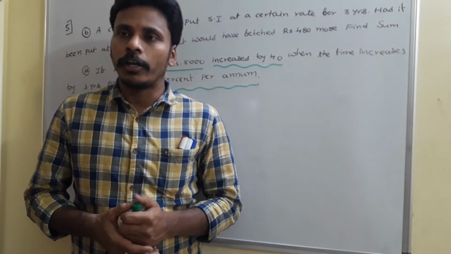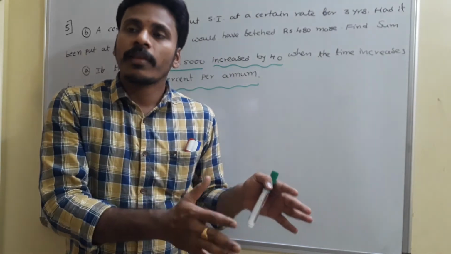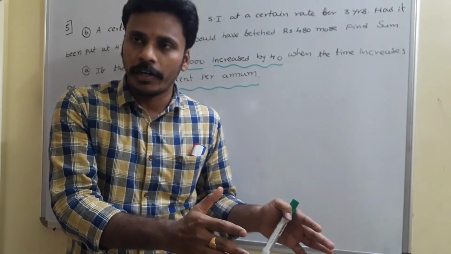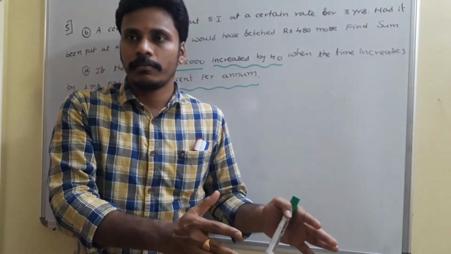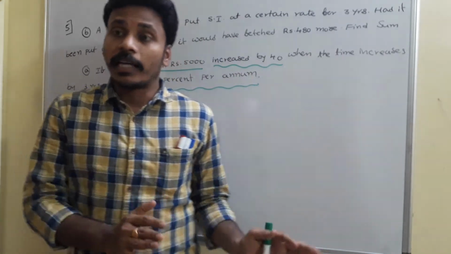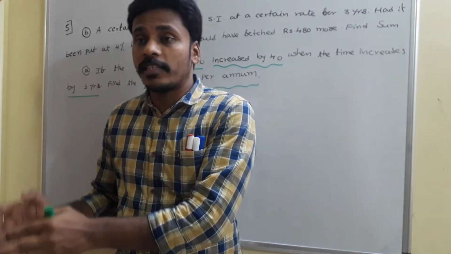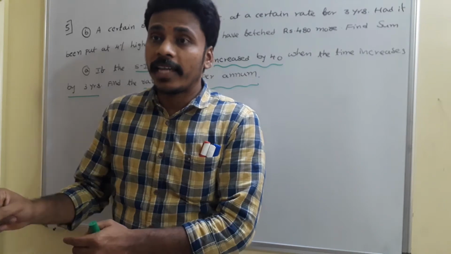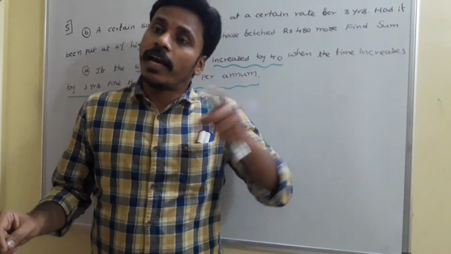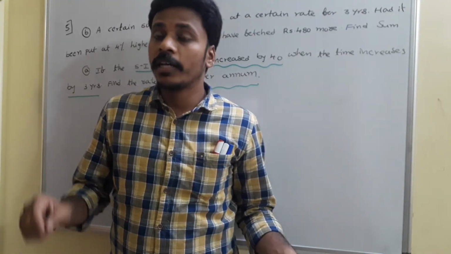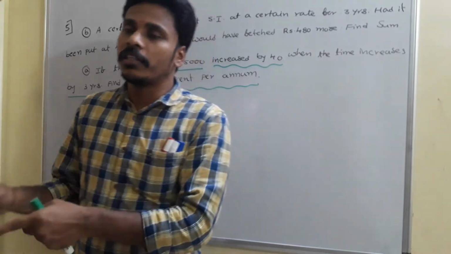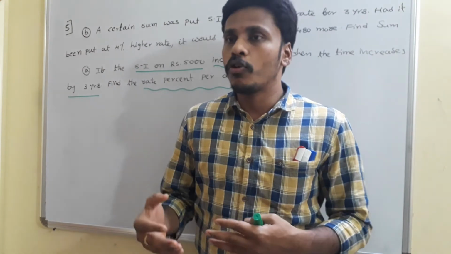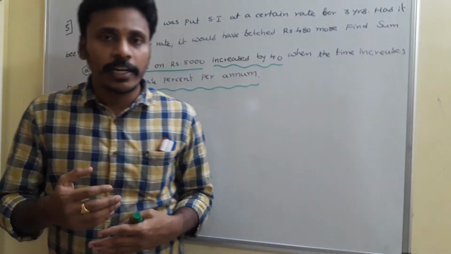What I am going to tell you is, in one case I am investing 5,000 rupees at some rate of interest, and for some years I will get simple interest. In the other case, I will invest the same 5,000 rupees at the same rate of interest, but the time is 3 years more than the previous case. Since the time is increased by 3 years, we have to pay some more amount, and the difference of the amounts is mentioned as 40.